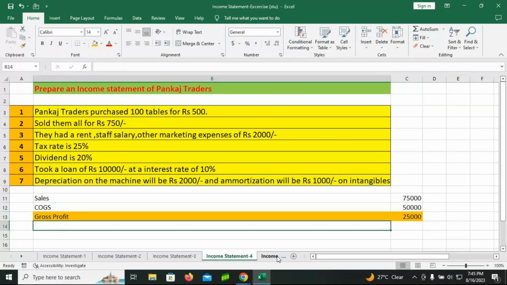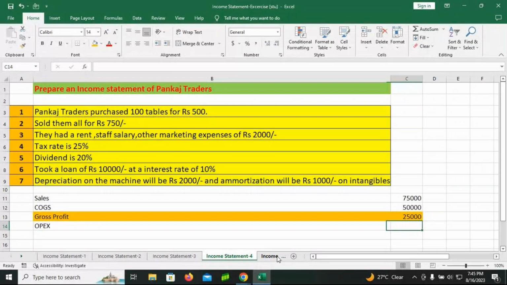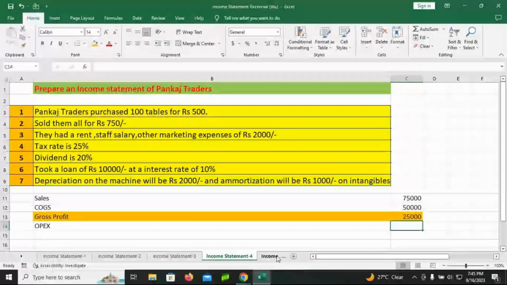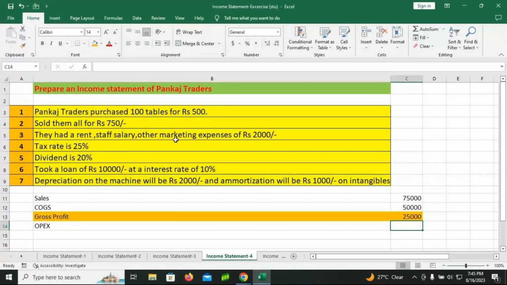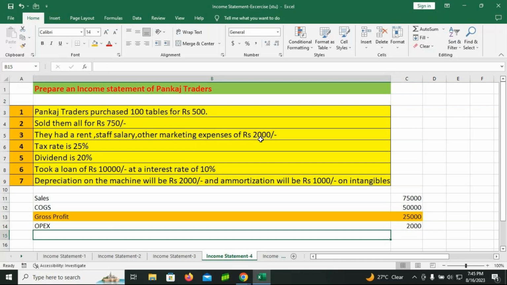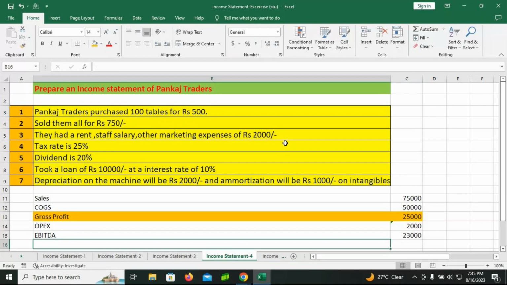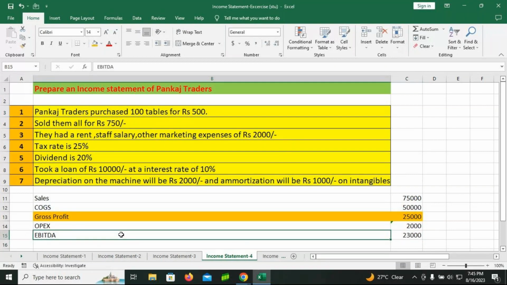Next, after gross profit, we were doing OPEX, operating expenses. What have they given? They had rent, staff salary and other marketing for rupees 2000, so equals 2000. Next I have to calculate the EBITDA. That will be equals 25,000 minus 2000. Here I will highlight this also, EBITDA.